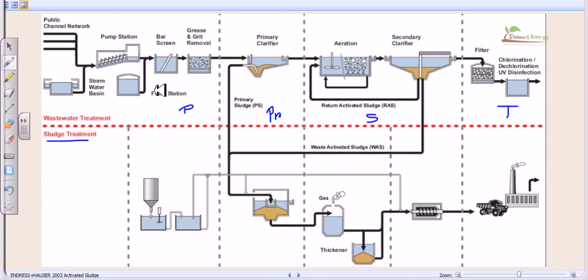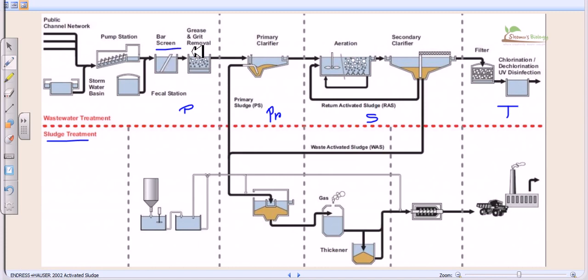So these things can be collected and separated from the water by using this preliminary treatment. In the preliminary treatment we use bar screens to screen all those huge elements from the water. So they screen out all these things by mechanical bar screeners.